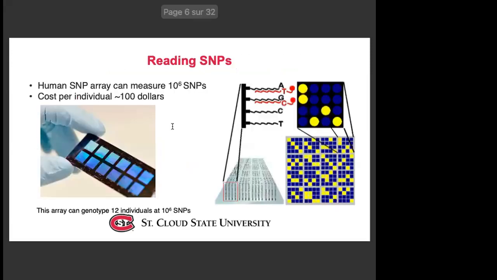Okay. So how do we read those SNPs? We use a SNP array. It can measure up to 100,000 SNPs. Before, it cost like $1,000 to genotype one individual, but now with the development of technology, it costs less, like $100 to genotype one individual. The chip that we use is what we call the SNP chip. It has 12 tips, so it can genotype up to 12 individuals at 10 to the 6 SNPs.